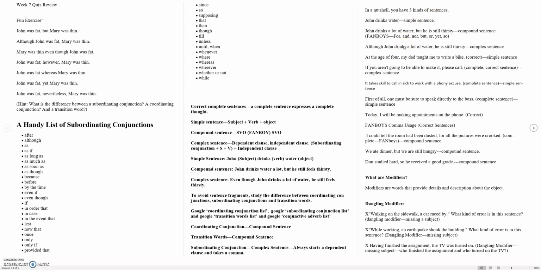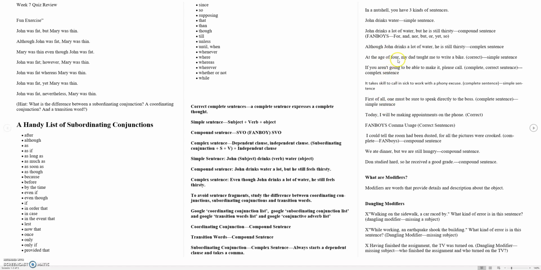John drinks a lot of water, but he is still thirsty, compound sentence. Although John drinks a lot of water, comma, he is still thirsty, complex sentence. So in a compound sentence, that's two sentences of equal importance, and in a complex sentence, you have one dependent clause that's less important, and then you've got the complete thought, which is the most important. And it depends on how the writer wants the message to come across, whether he uses a complex or compound sentence.